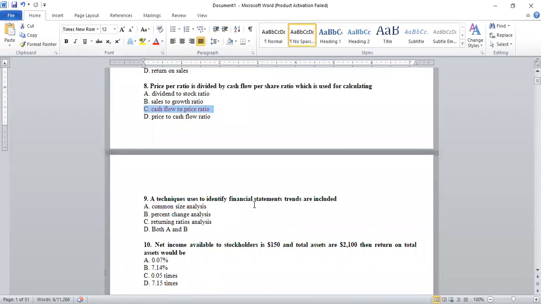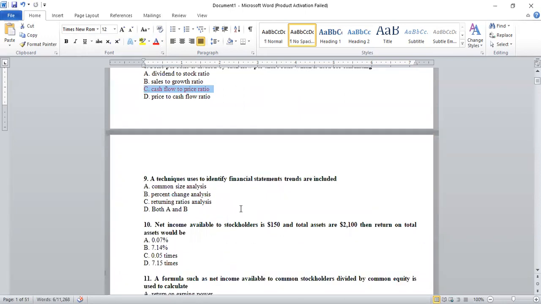Question 9. Techniques used to identify financial statement trends include: common size analysis, yes; percent changes analysis, yes; returning ratio analysis, no. The right answer is A and B.